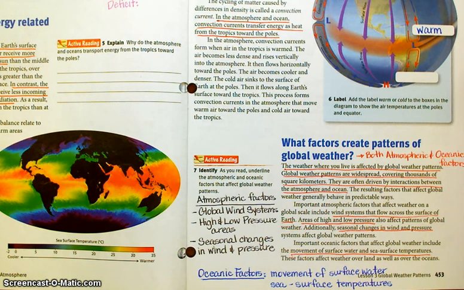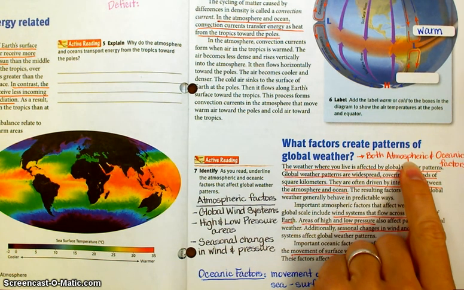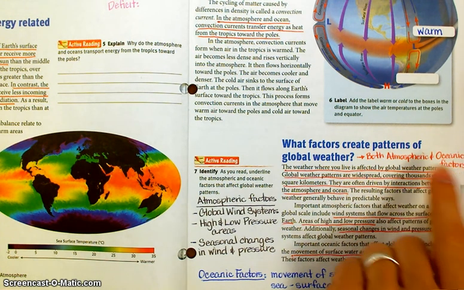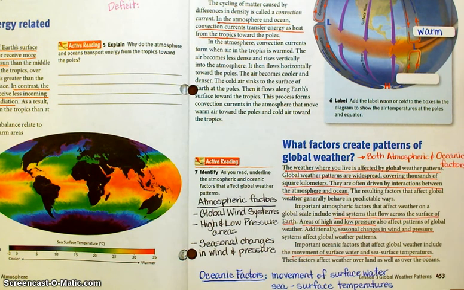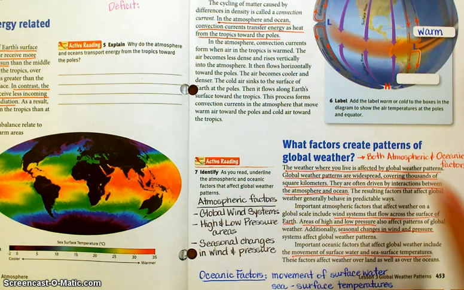Okay, so what factors create patterns of global weather? Well, there are both atmospheric patterns and oceanic patterns, or factors from the atmosphere and factors from the ocean. The weather where you live is affected by global weather patterns. Global weather patterns are widespread, covering thousands of square kilometers. They are also often driven by interactions between the atmosphere and the ocean.